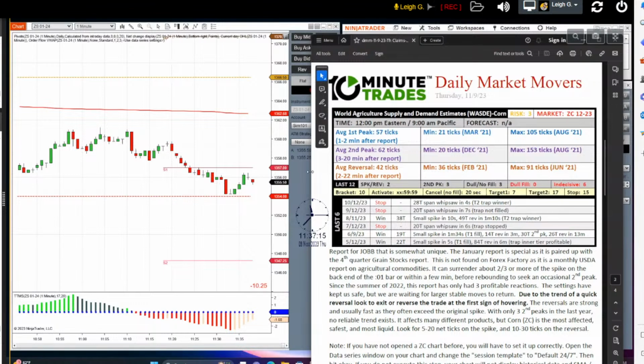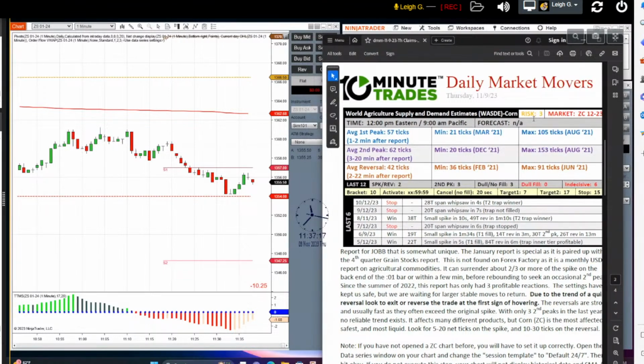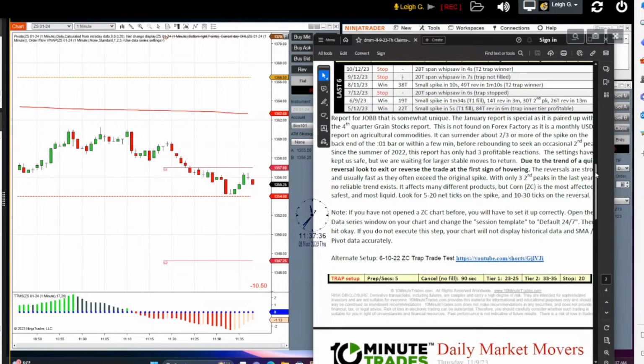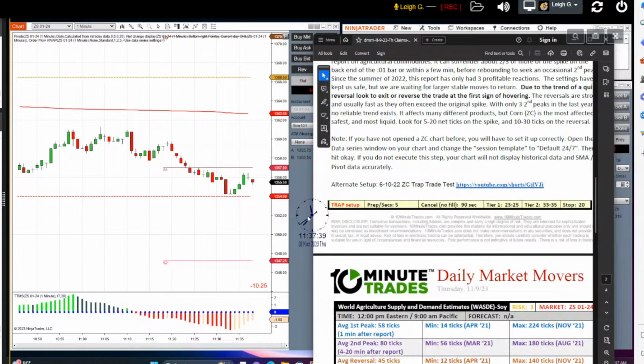Now, corn, if you notice, the last 6 breakouts on our little journal for corn, corn is a coin toss. 3 winners, 3 losers. Not great. It's 50-50. You all know me. I'm not a big coin toss kind of person. So I will be setting up a trap trade on corn. That will be my second available trade setup, and I'll do that after we talk soybeans.